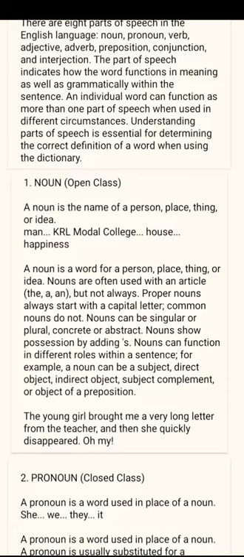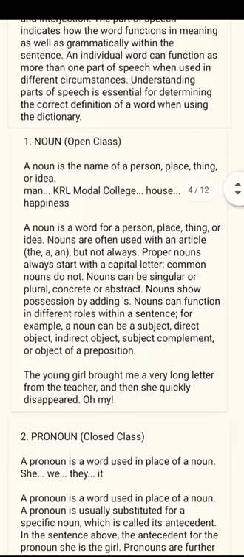A noun is often used with an article, that is a, an, or the, but not always. Proper nouns always start with a capital letter. Common nouns do not. Nouns can be singular or plural, concrete or abstract. These are the various types which we are going to discuss later. Nouns show possession by adding S.